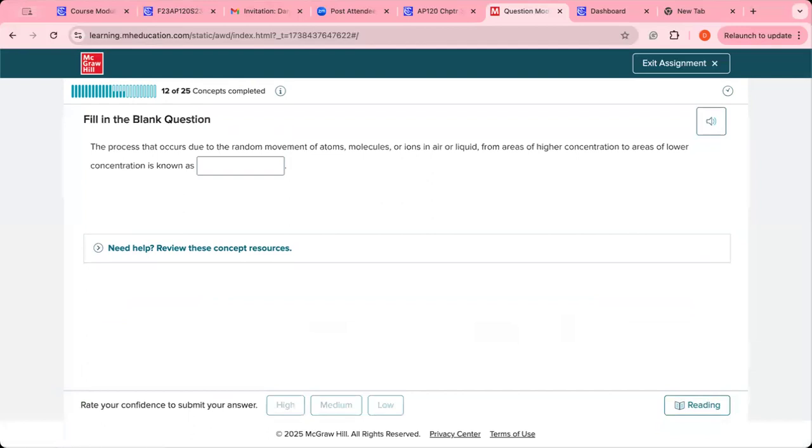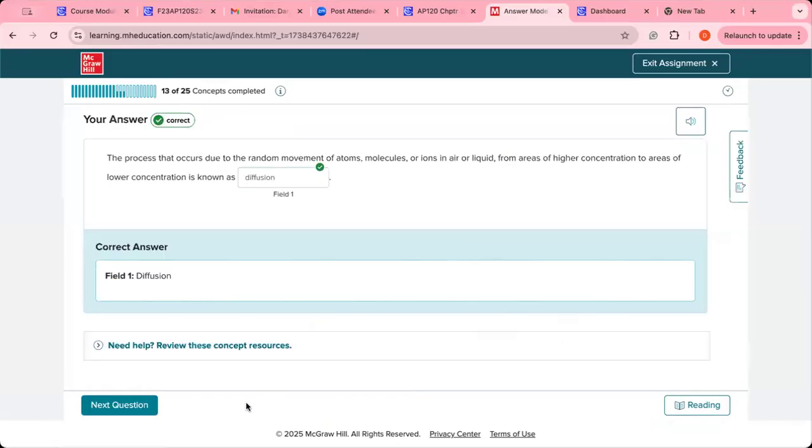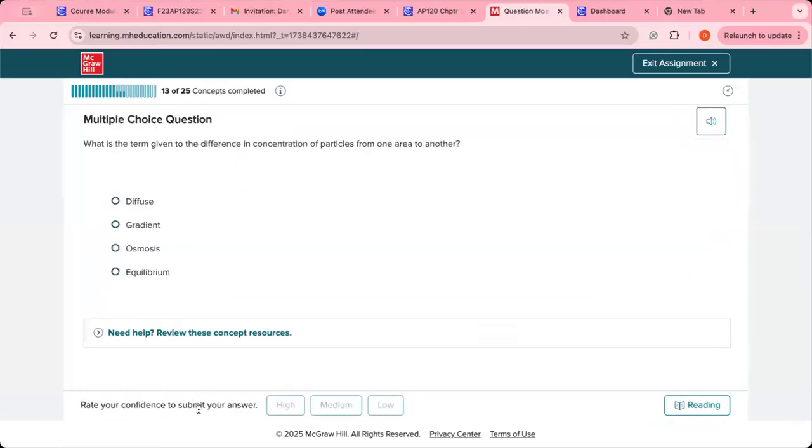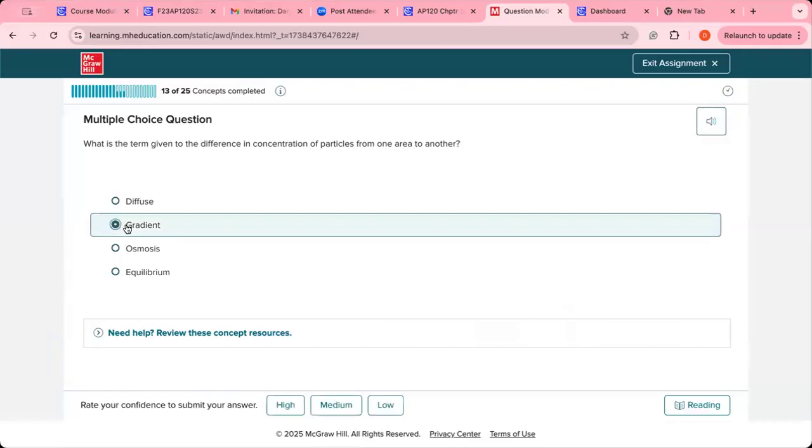The process that occurs due to the random movement of atoms and molecules, that's diffusion. Diffusion again. They're asking you about diffusion in a different way. Okay, what is the term given to the difference in concentration of particles from one area to another? The difference in concentration is the gradient. The movement is the diffusion, but the difference is the gradient.